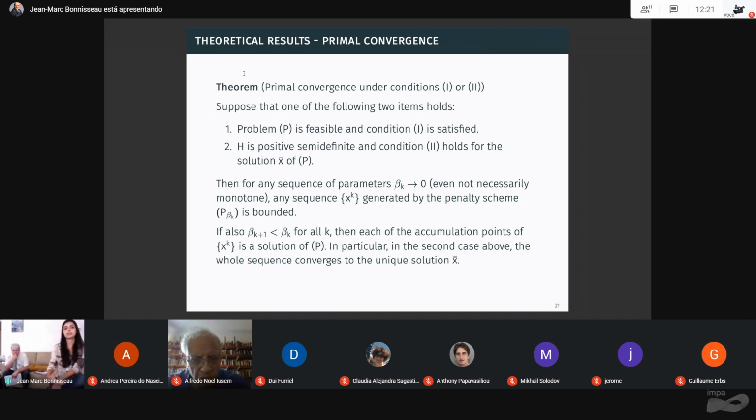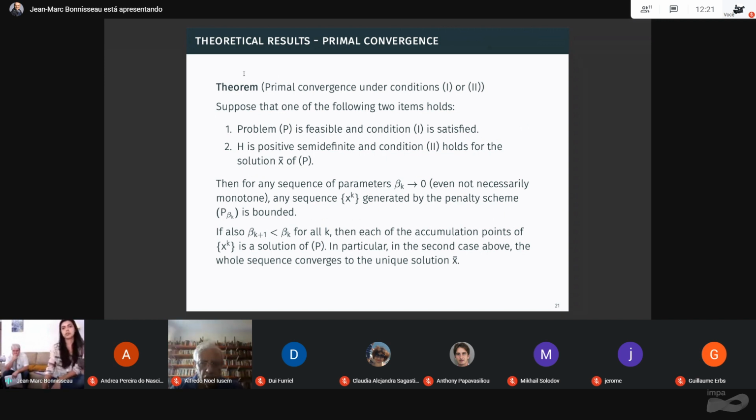any such sequence is bounded, which is different from what we have seen before. Also, if beta k is decreasing, all accumulation points of xk are solutions of P. In particular, in the second case above, the whole sequence converges to the unique solution x bar.